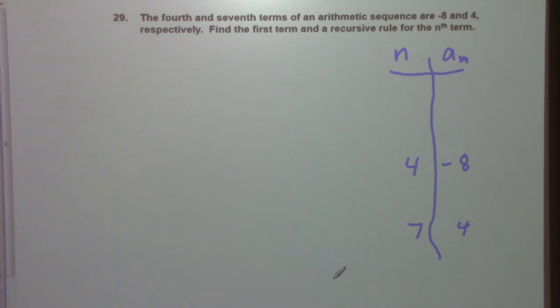So the first thing I would do here is try to find our common difference. How would you find your common difference? Yeah, I'd subtract both sides. So 7 minus 4 is 3. 4 minus -8 is 12. So our common difference is going to be 12 divided by 3, which is 4. So that's going to be our common difference.